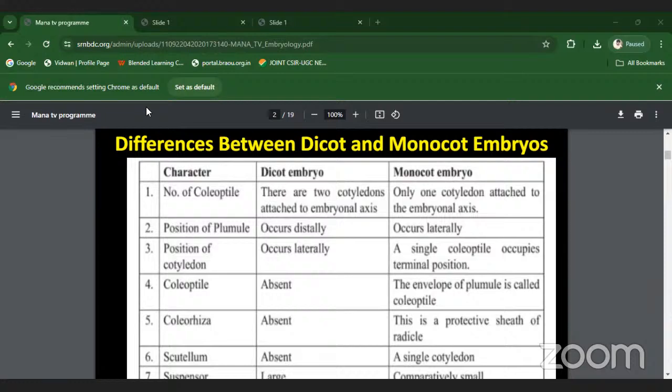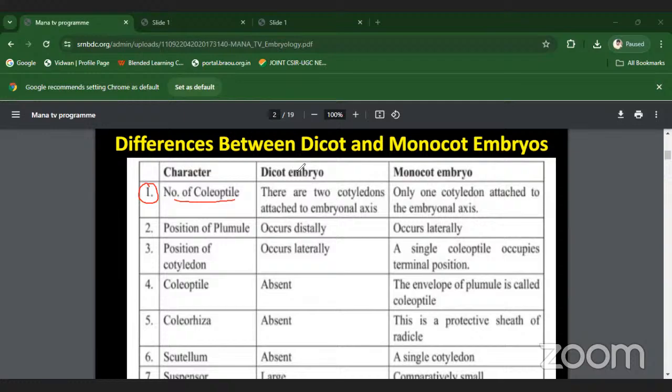Before that, let's see some of the differences between dicot and monocot embryos. Are you able to see the PPT slide? Yes, sir. Right. So let me take the pen. In the first column, the characters are position of plumule, position of cotyledons, coleoptile, coleorhiza, scutellum, and suspensor. These are the major characters. Apart from that, we can add the number of cotyledons.